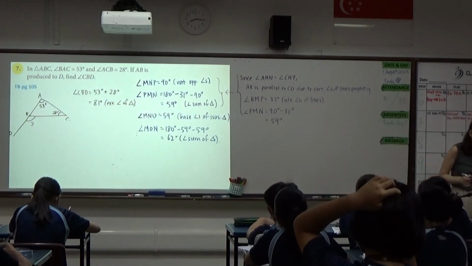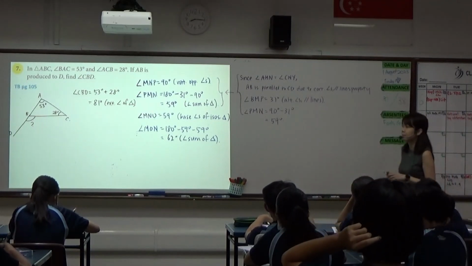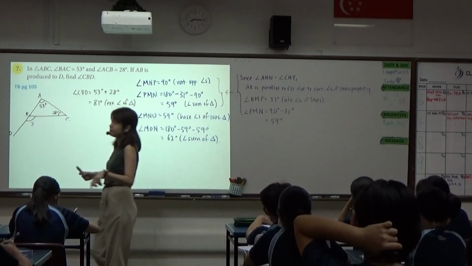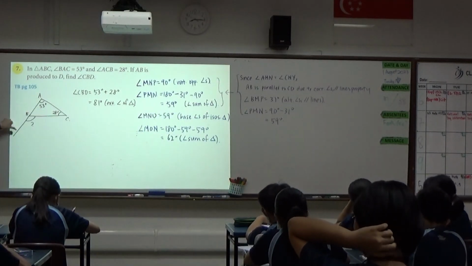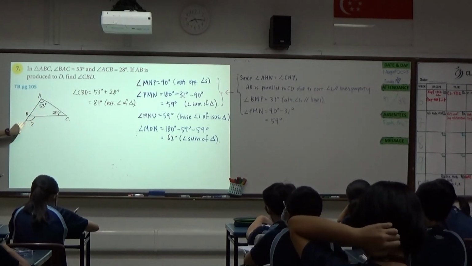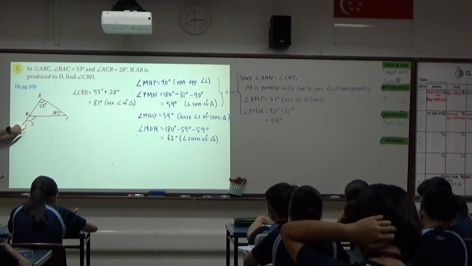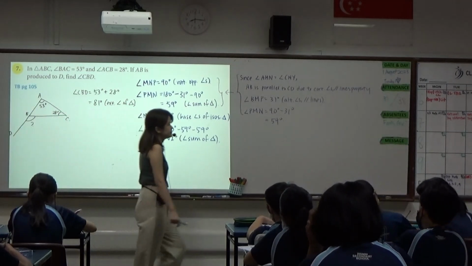Okay, exterior angle of triangle. Questions? I'm not sure whether you can see it, but this is a straight line, right? It's a triangle, so these are interior angles. This one is facing outside, and opposite to the 2 interior angles. So this is the exterior angle of the triangle.